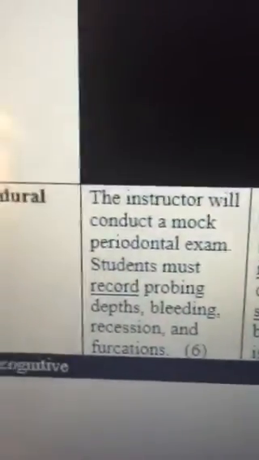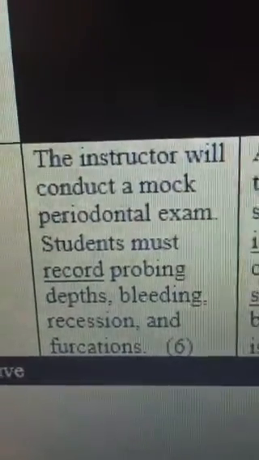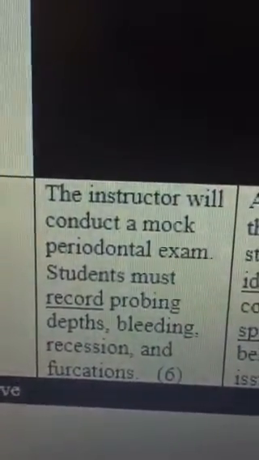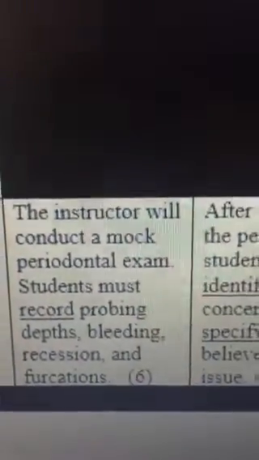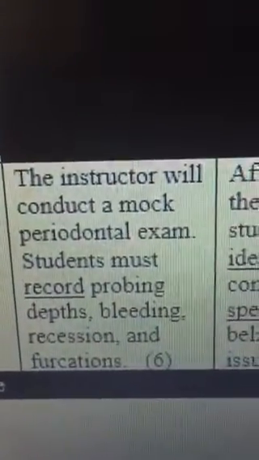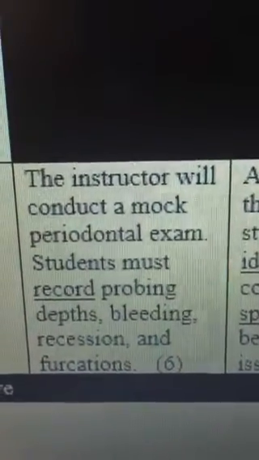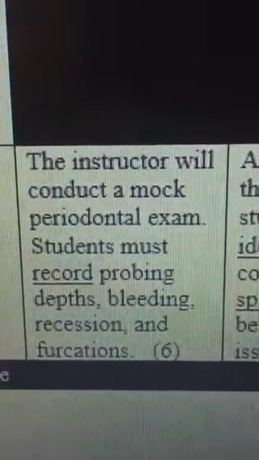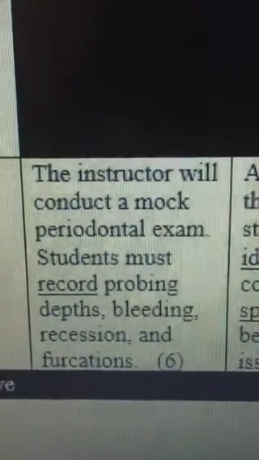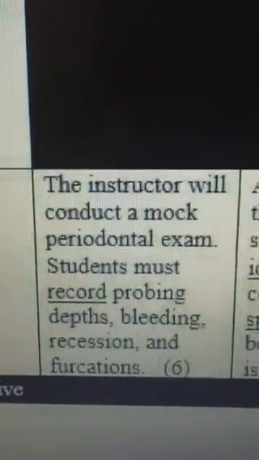The corresponding assessment with that is that, again, it's kind of a role play situation. The instructor, or me, will conduct a mock periodontal exam, and the students must record the probing depths, bleeding, recession, and furcations, and then we'll go through and grade and see how much they've gotten right. If they got messed up in any areas on any two surfaces, if they weren't quite sure to record bleeding or recession or furcations, we'll make sure that those get recorded so that when they're doing that in private practice, they'll be able to apply that and make sure those numbers are recorded correctly, because that's really important for insurance reasons and everything like that.